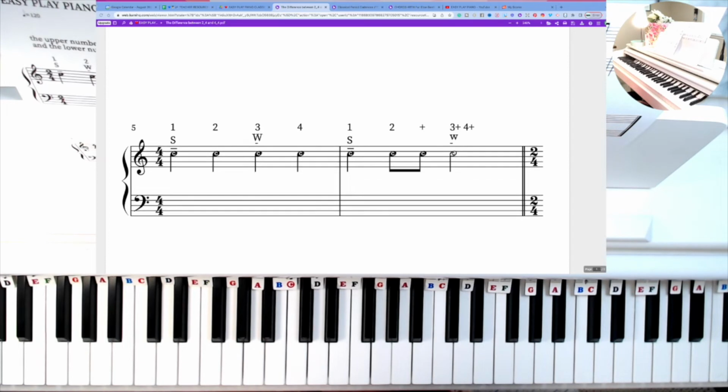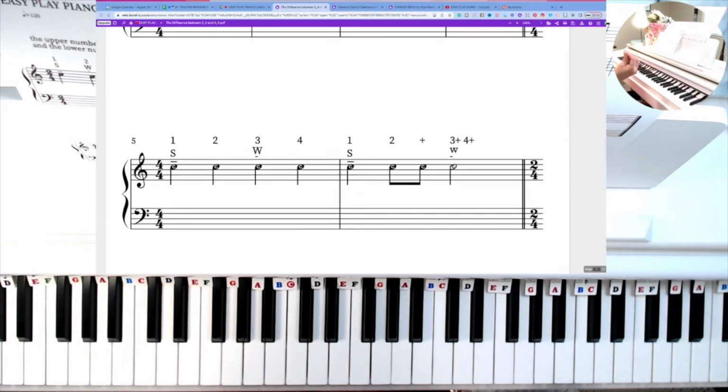So this is going to sound the same, but it's going to look a little bit different. So in this case, the upper number tells us how many beats are in the bar or the measure, so there are 4 beats per measure, and the lower number tells us what kind of beats they are. So the 4 indicates a quarter note. So there are 4 beats in each measure, and the quarter note gets 1 count.